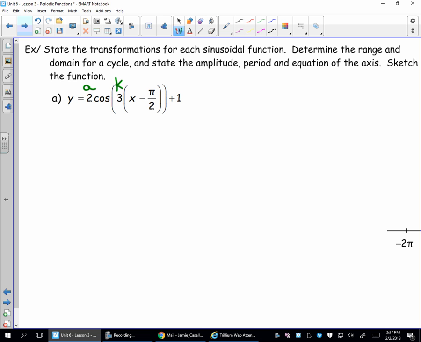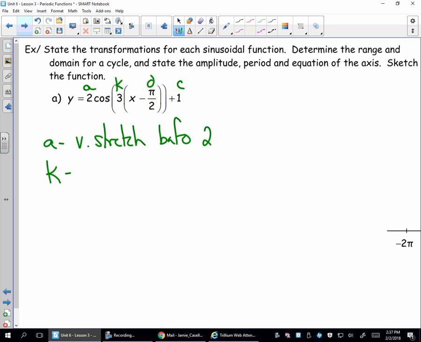So let's make a list A, K, D, and C of the different things we're going to do. So transformations. So A is a vertical stretch by a factor of 2. Something outside the bracket, so it's a y thing. It does just what it looks like. It multiplies, so it stretches it. Okay, the k is our 3. It's inside the bracket.